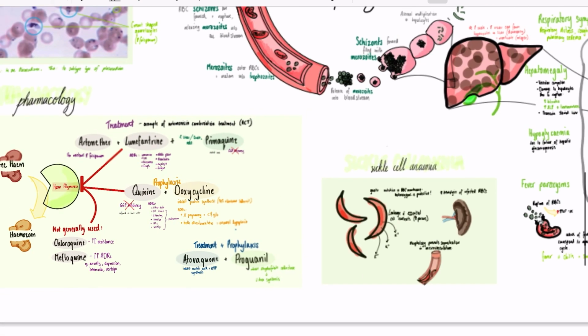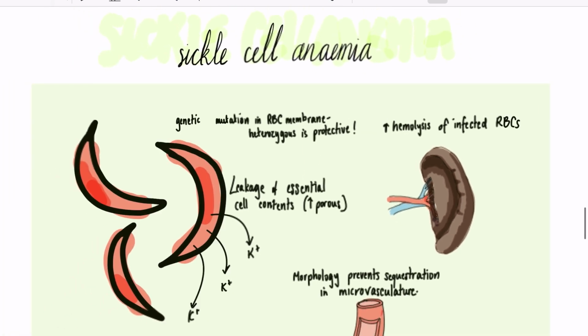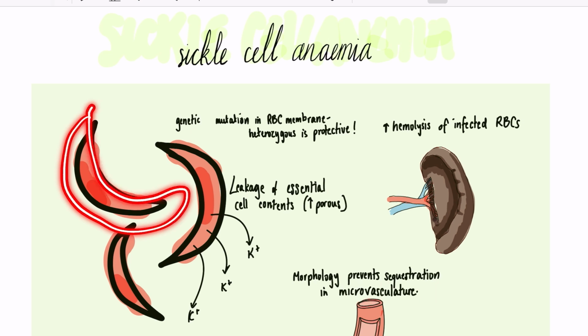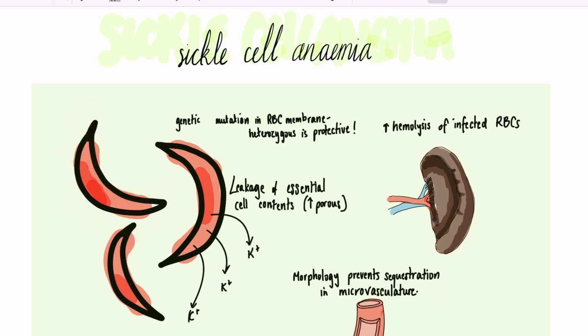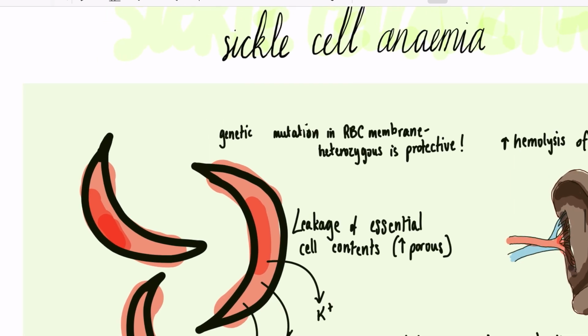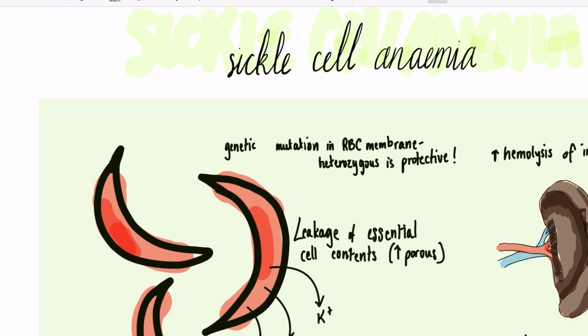Okay, all right. Last thing that I wanted to mention is sickle cell anemia. So sickle cell anemia is a genetic mutation that causes sickle-shaped red blood cells due to a deformity of the red blood cell membrane. It's important to note that sickle cell anemia is protective only in its heterozygous form.